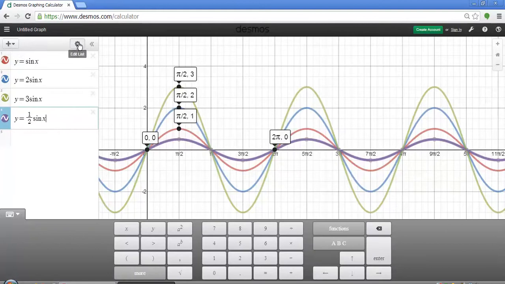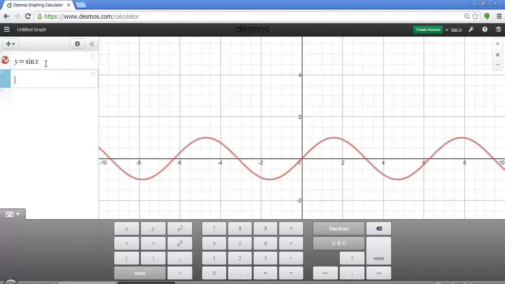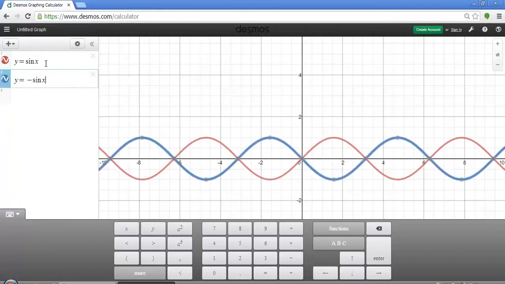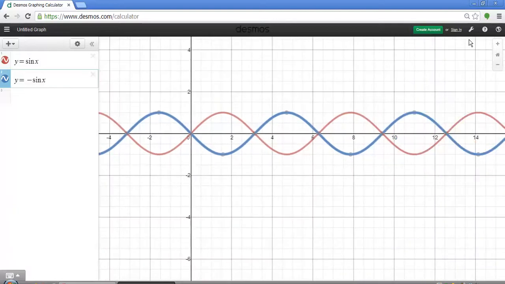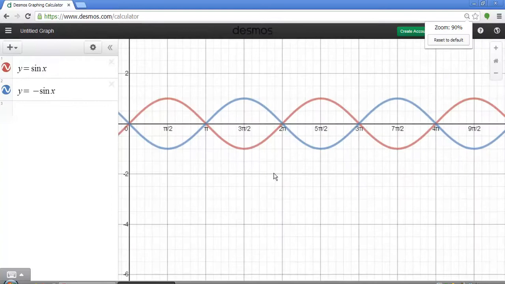Let's go ahead and clear this. Let's plot the original curve, y equals sine x. So what happens when we have a negative sign in front? Y equals negative sine x. You see what happened? Oh no, it changed everything. Where are my pies? There we go. Let me make it bigger.